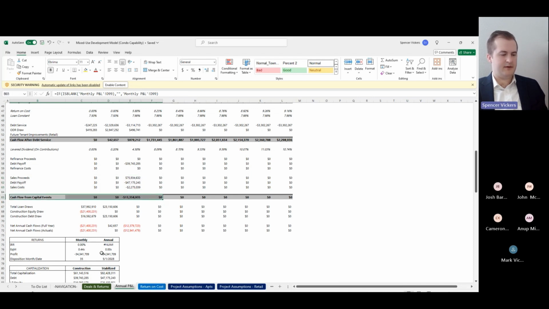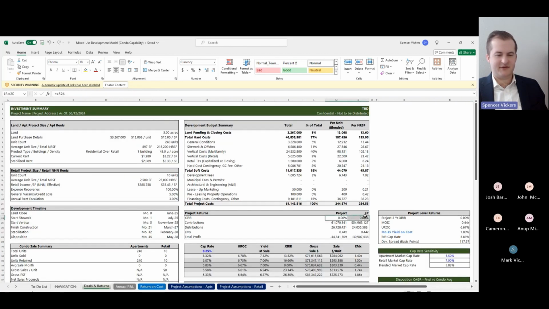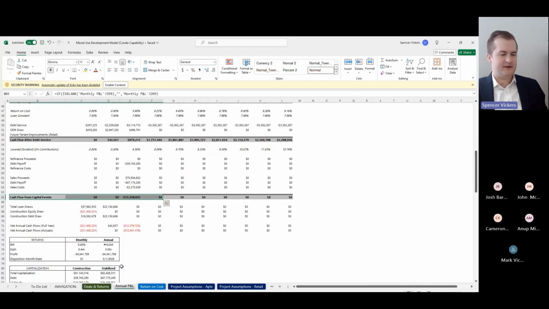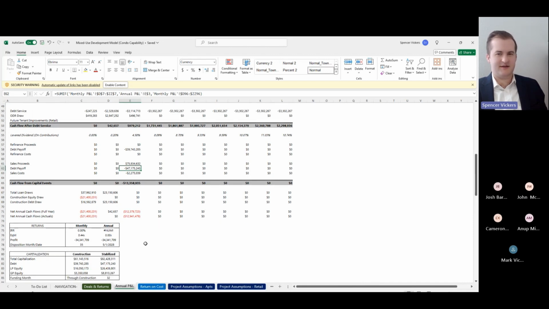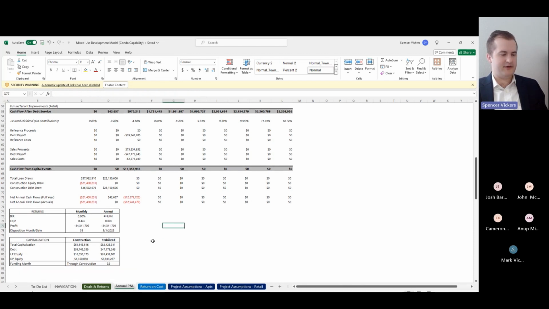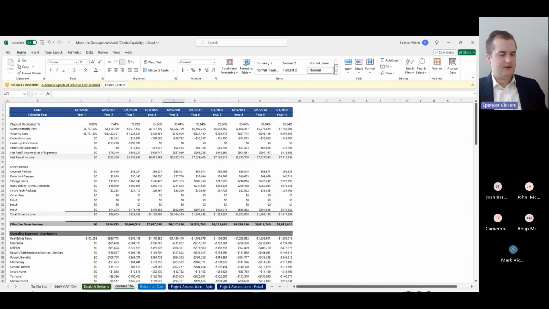Okay. So one of the reasons why, on the deals and returns tab, we saw that this is flowing as zero, is because at disposition, the amount of debt being paid off, there's some interesting stuff going on with the permanent financing that we'll take a look at here in a second. It's one of the ways that you can really dig into a model and make sure that what you're hoping for is actually what's coming through. So that's the annual profit and loss statement.